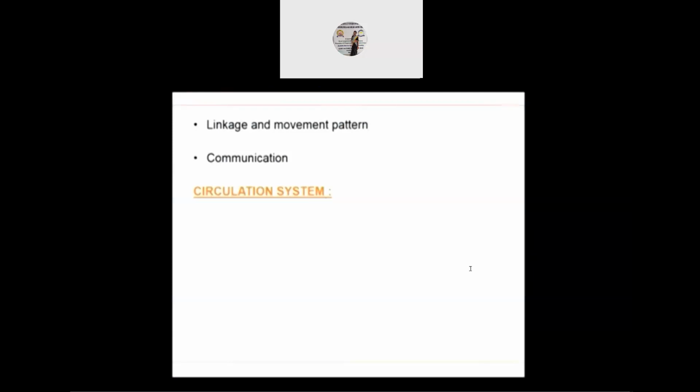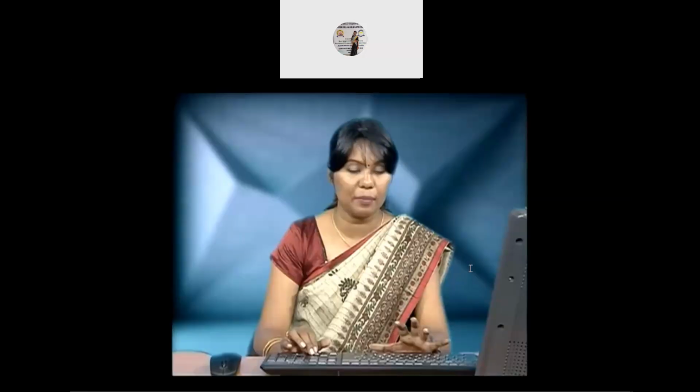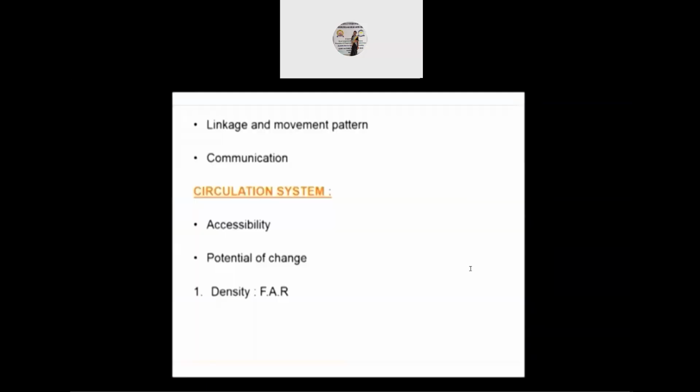Communication. Circulation system. A circulation system depends on accessibility, potential of change, as well as density, which is FAR. FAR is floor area ratio, which determines how dense your project is going to be. And the zoning district, in which area you're going to zone, gives you the information about FAR. For example, if you're building something very close to a conservation project, the height restriction is very much limited. So you cannot go for taller buildings in such types of zones. So you need to understand the FAR and which zone you're going to design in.